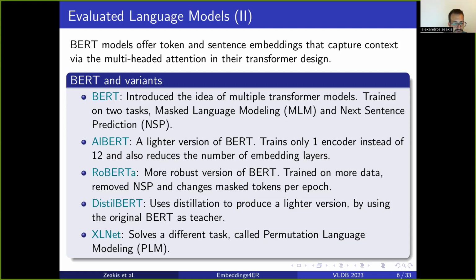RoBERTa is a more robust version of BERT, which is trained on more data, removes the NSP task, and changes the masked tokens per epoch. DistilBERT uses distillation to produce a lighter version by using the original BERT as teacher. And finally, we have XLNet that solves a slightly different task called permutation language modeling, PLM.